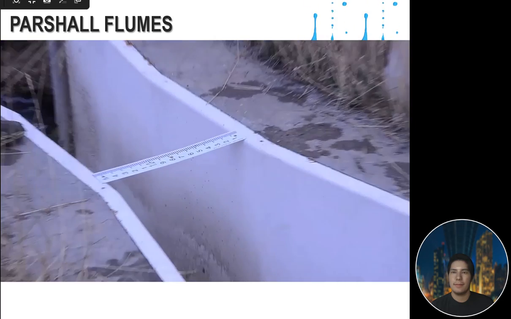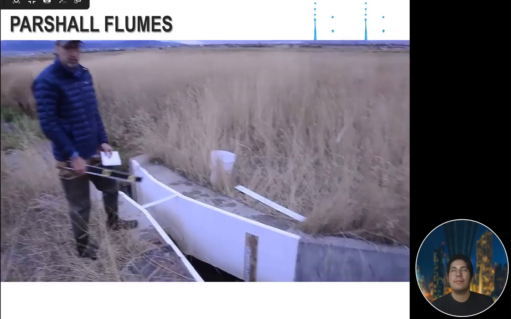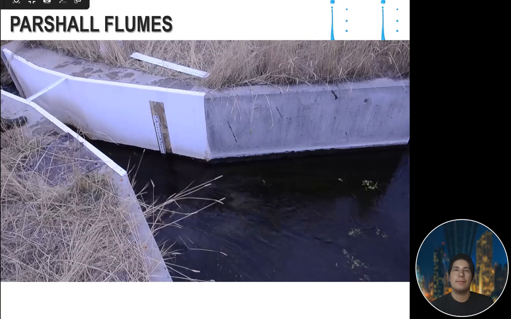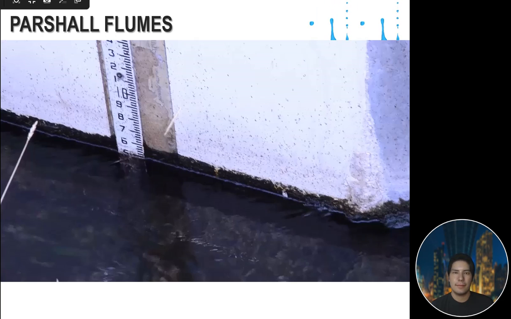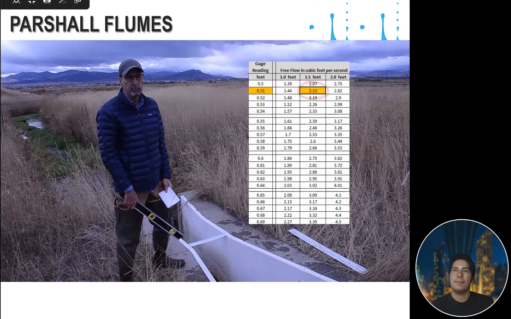And then we just simply take a reading off the staff gauge. It's always in feet, in tenths of feet. In this case, it's 0.51 feet. We look that up on our rating table. Could be from a manual, could be an online table that you get for a 1.5 foot partial flume. And in this case, our discharge is going to be 2.13 cubic feet per second.